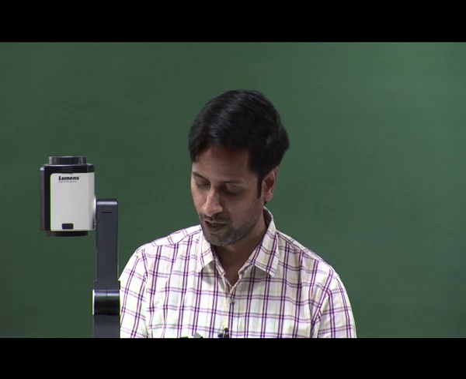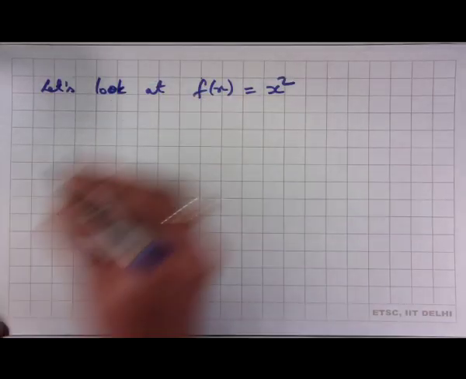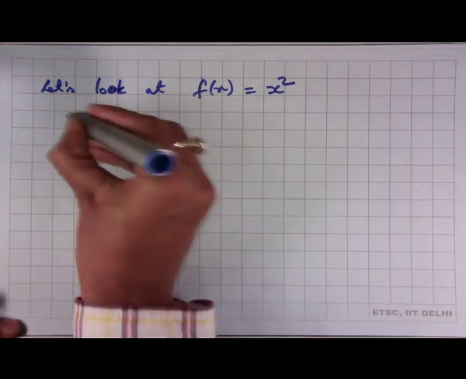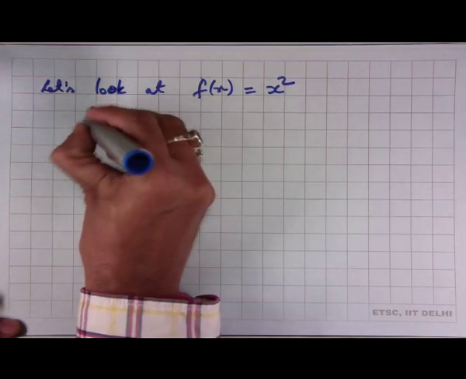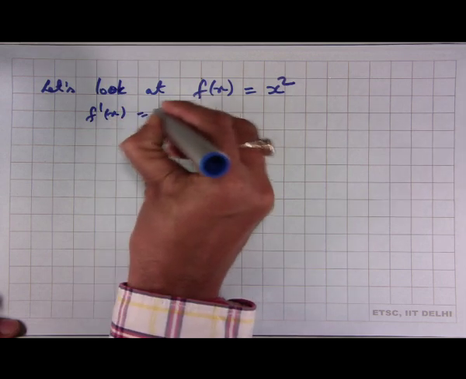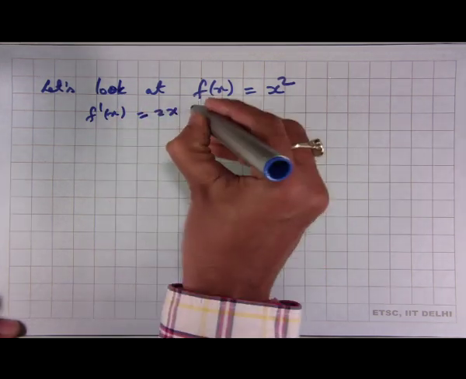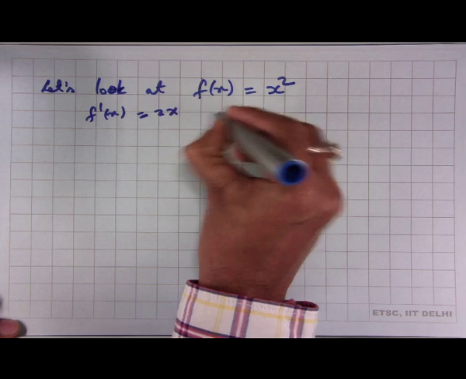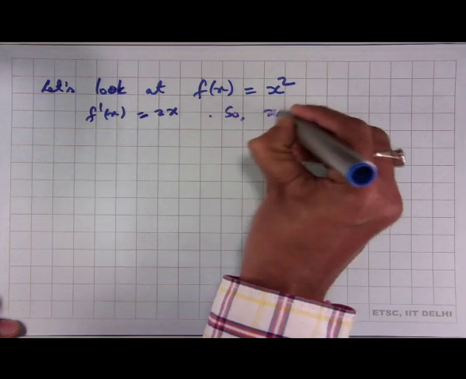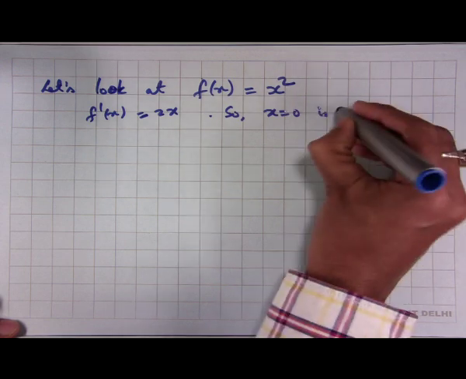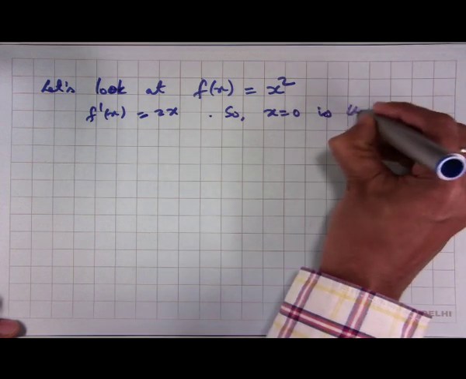Now, let us look at some examples. Let us look at simply this function f x equal to x square. If we find the critical point, f prime x is equal to 2x. So, x equal to 0 is the only critical point.